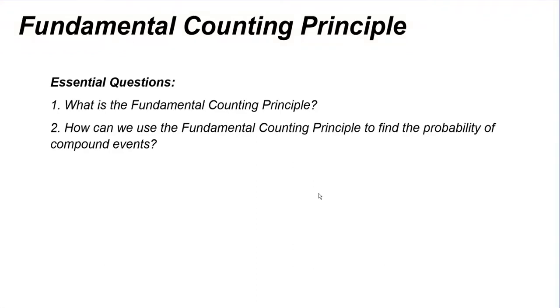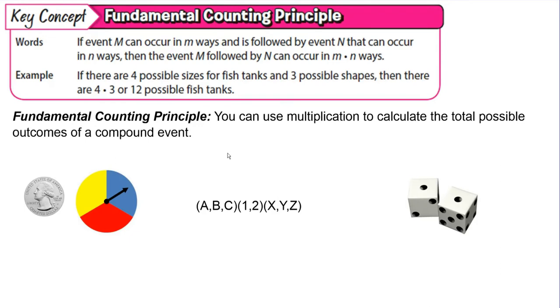In this video, we're going to talk about something called the fundamental counting principle. So our essential questions: what is the fundamental counting principle, and how can we use the fundamental counting principle to find the probability of compound events? We're still talking about compound events, but now we're going to talk about a little bit faster way to find our total possible outcomes.